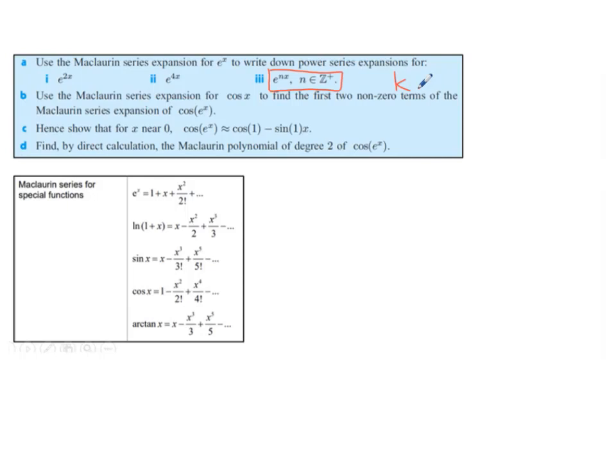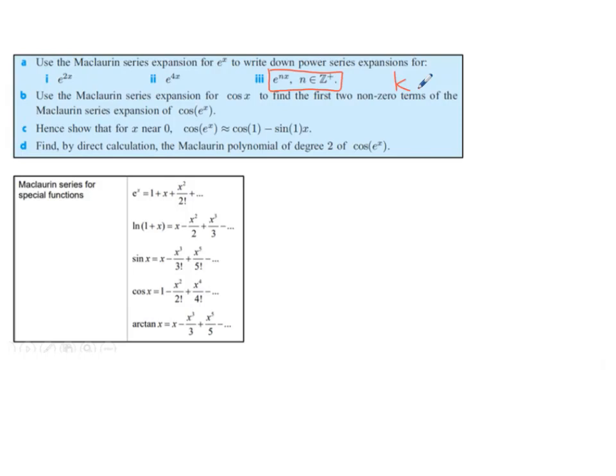Part B. Use the Maclaurin series expansion for cosine x to find the first two non-zero terms of the Maclaurin series expansion of cosine e to the x. And actually, it probably should say hence there, because part B definitely uses the results from part A.